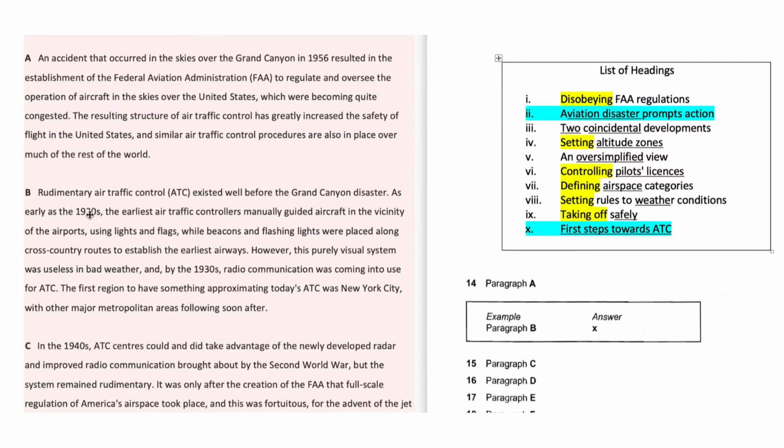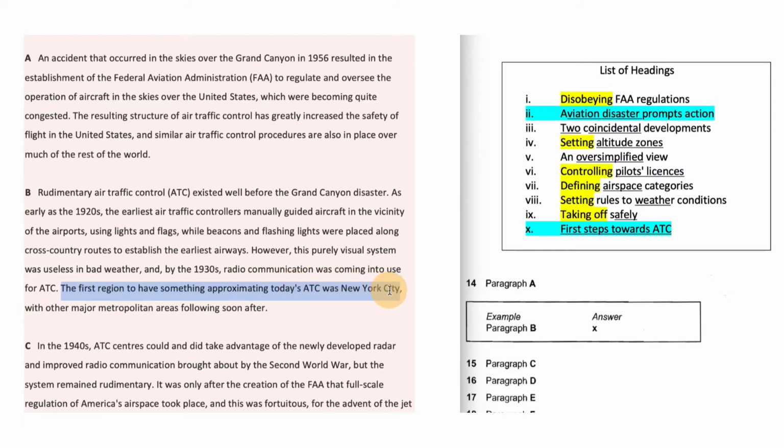And in fact, paragraph B talks about as early as the 1920s, and then it carries on and moves on to the 1930s. And it tells you the progress that there was between these years, and also it tells you the first region to have something approximating today's ATC was New York City. Okay, so we can clearly see this progression in time, which means first steps towards ATC.